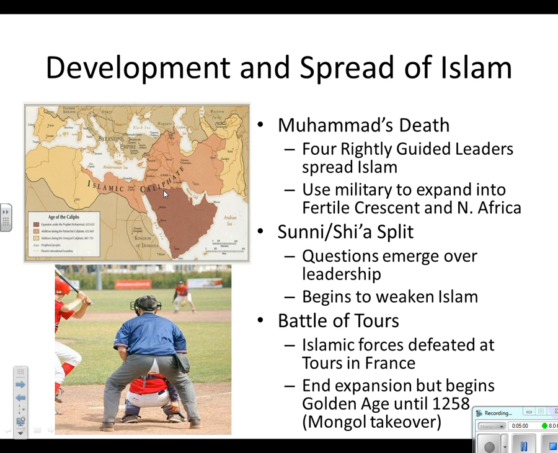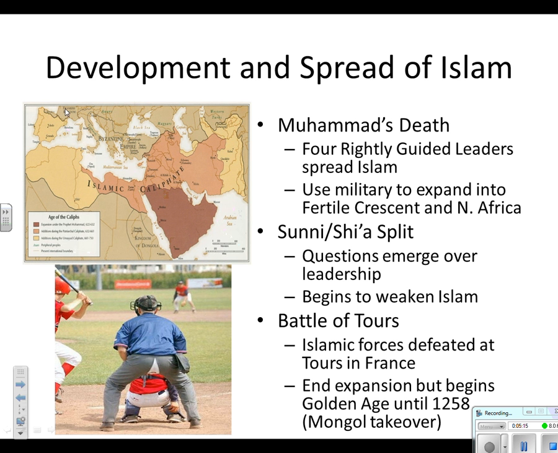But this issue over leadership, you guessed it, is going to weaken Islam, like it has in every other unit we've looked at, whether it be the triumvirates in Rome or Justinian and the Pope with the splitting of the church. Ultimately, this weakened Islam is going to meet its end at the Battle of Tours.